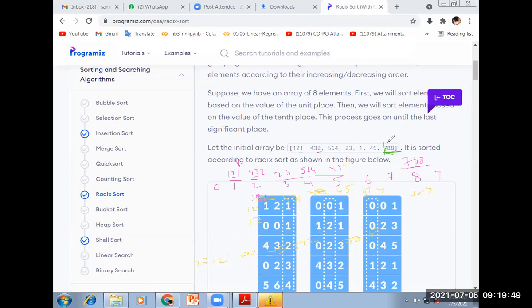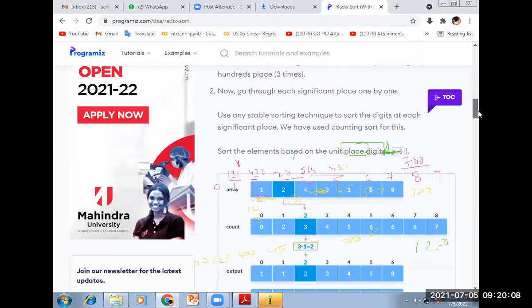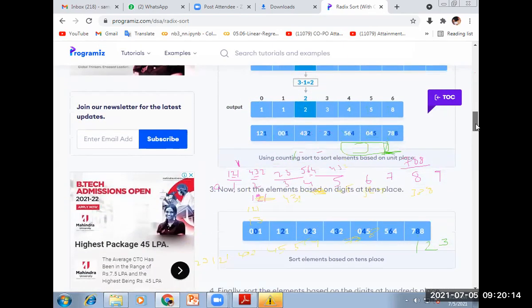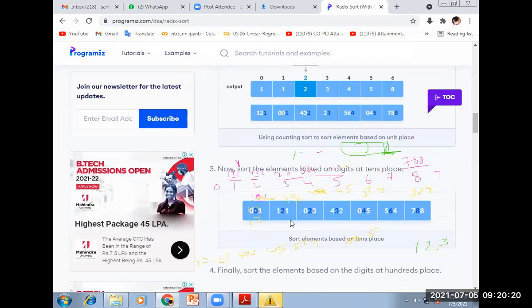Now we consider the 100th position. Here there is one 1, so the first location stores 121, and these three are not considered, so they are arranged in their particular positions only. See the example here, you can understand. In this way you consider zero in front, then you calculate the digits. Clear, students? Or any doubt?